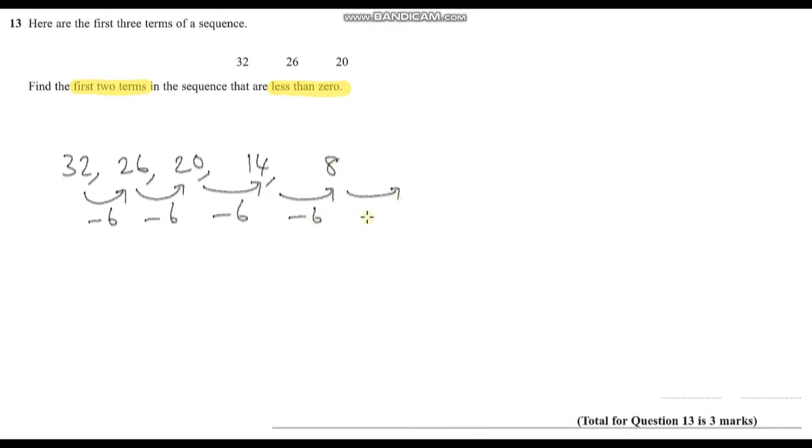We just keep repeating this process. Take away 6, we get 2. Not quite there yet. So take away 6 again, and we get -4. So that's the first number less than 0. So -4.